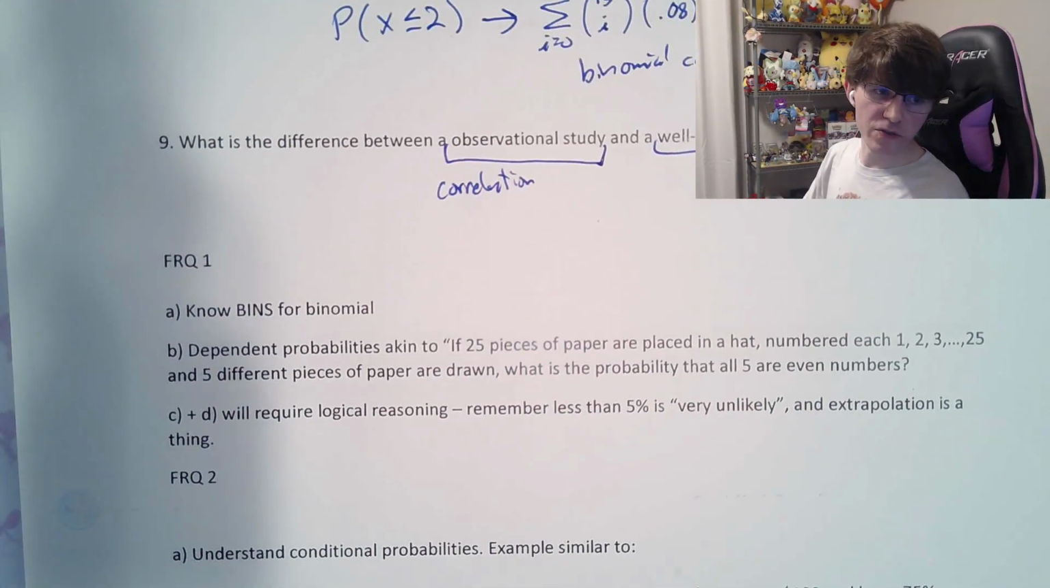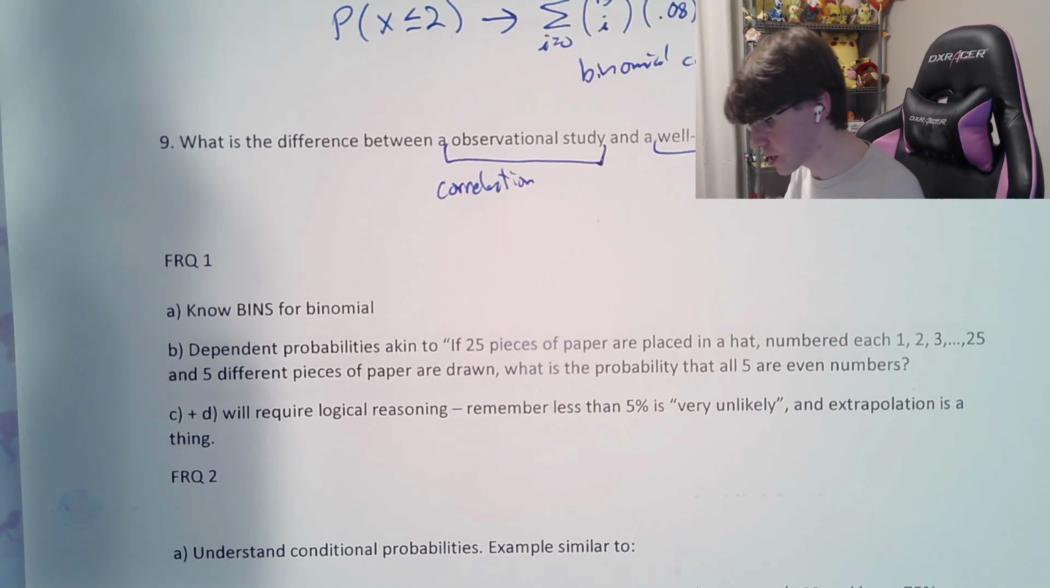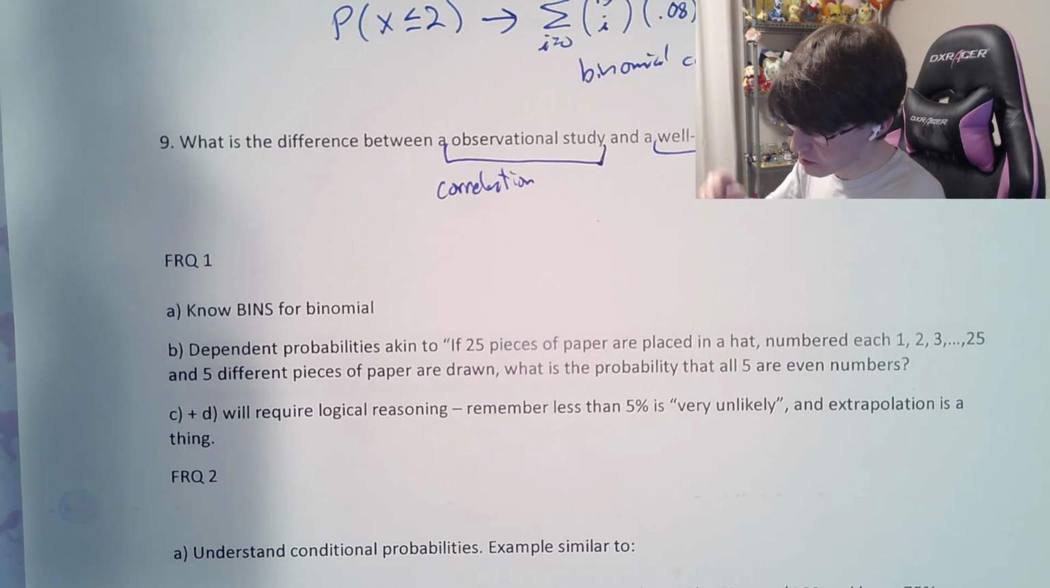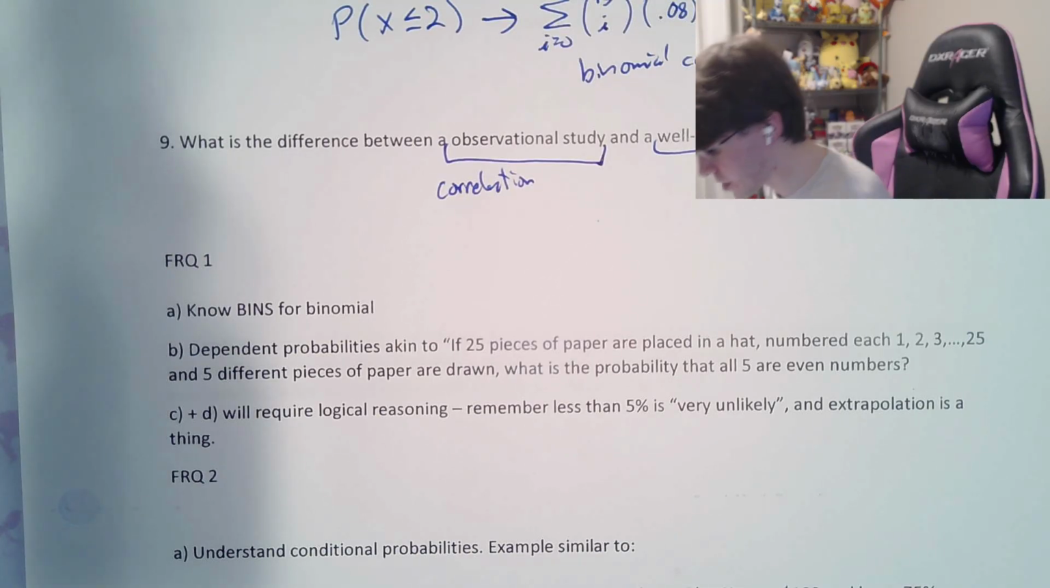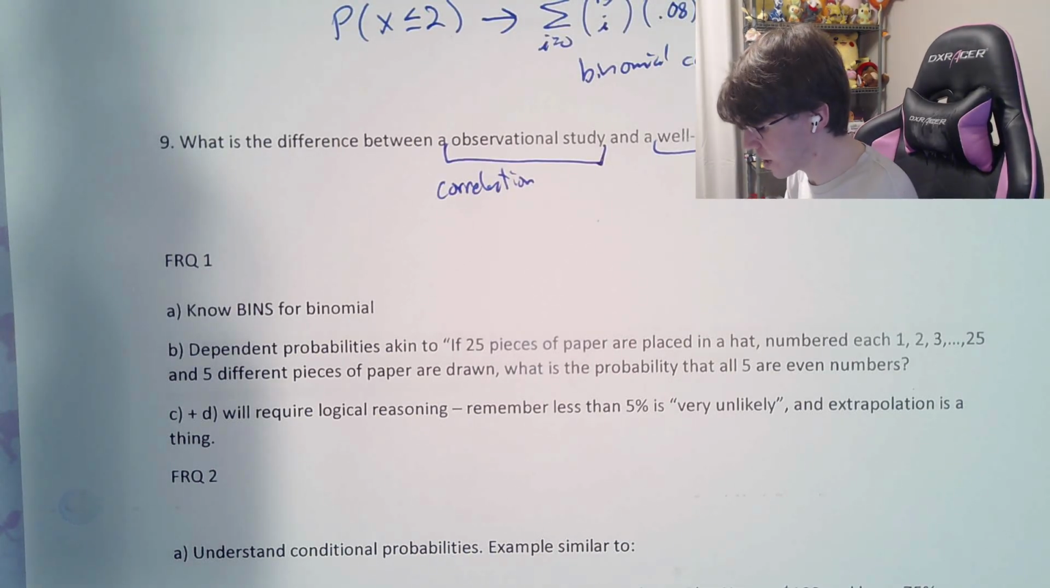FRQ number 1, no bins for binomial. I've already made you write that down one more time. Just a reminder: binary, independent, number set in advance, success chance is consistent. Dependent probabilities are akin to this. If 25 pieces of paper are placed in a hat, each numbered 1, 2, 3, 4, all the way to 25, and 5 different pieces of paper are drawn, what is the probability that all 5 are even numbers?